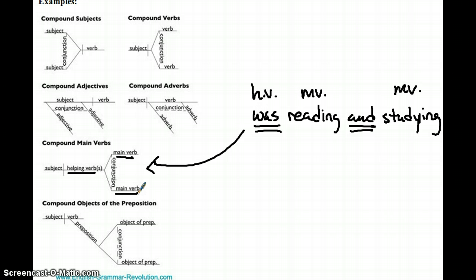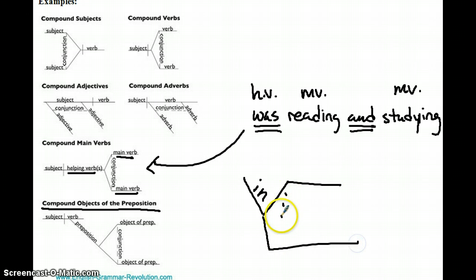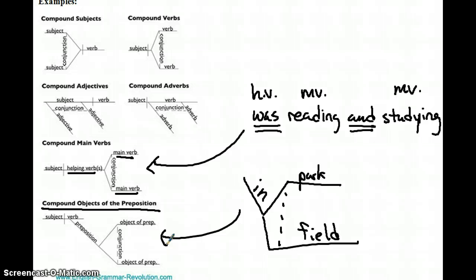And then last but not least, compound objects of prepositions are diagrammed like this example here. So if we had in the park and the field, let's say, we have our preposition in. Now we can't just have one line, we have to split it, and we have park and field. So you can see an example of how it's split down here. So let's take a look at some real examples and let's diagram them together, all right?